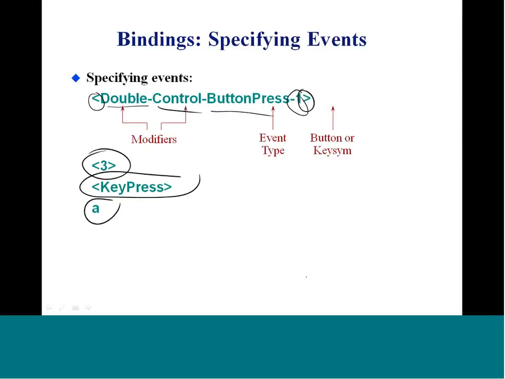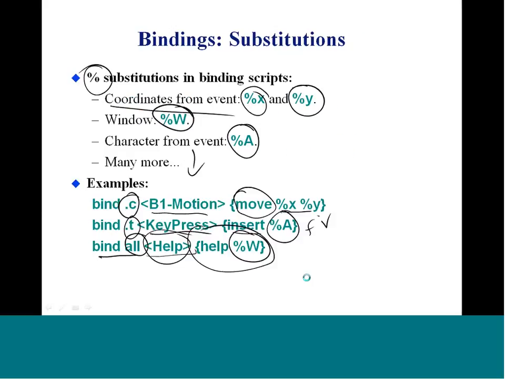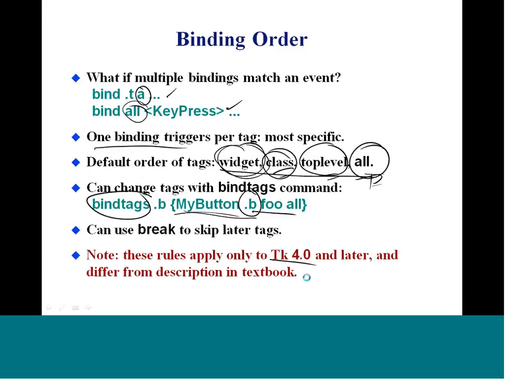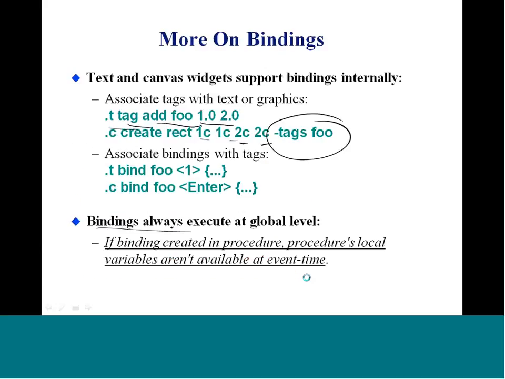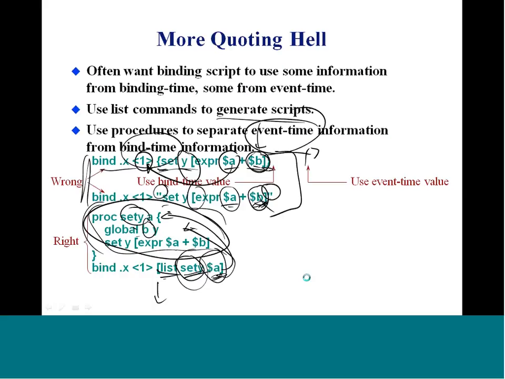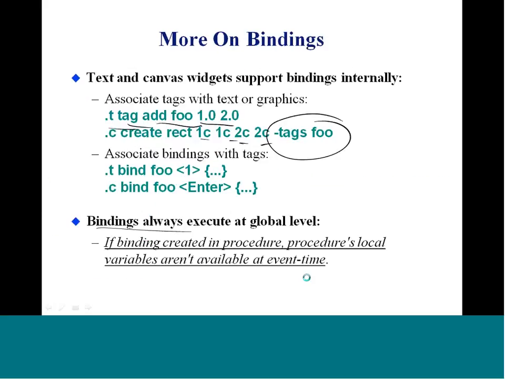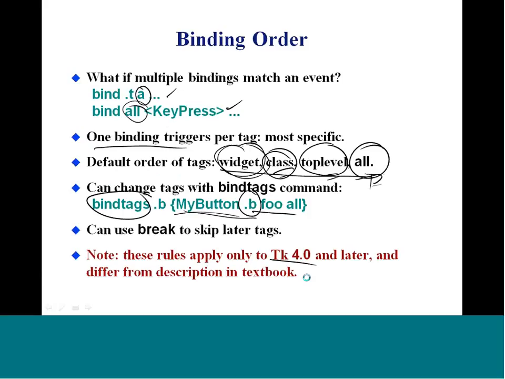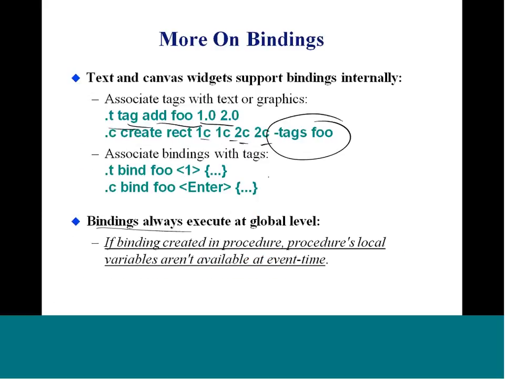And then we went into specifying what kind of specific events there are, and we also understood how to do substitutions within the bindings, and what the order of the bindings is, because an event can actually trigger multiple bindings. Which binding gets the priority or preference? That's the key thing. It goes in the default order of the tags: widget, followed by class, followed by top level, and then followed by all. So there is a hierarchy there that we need to keep in mind.